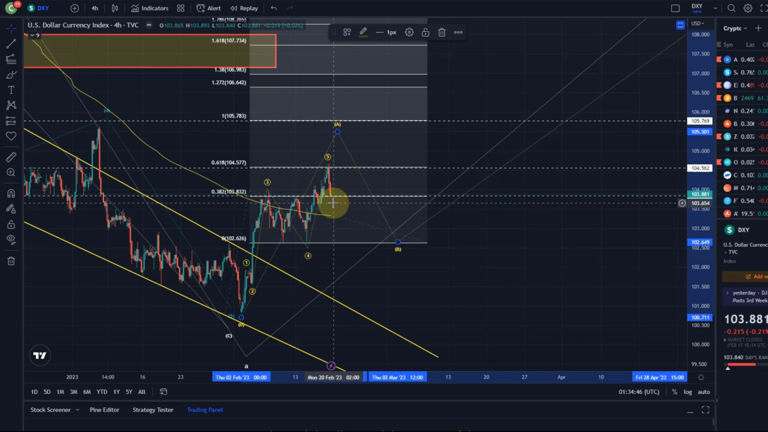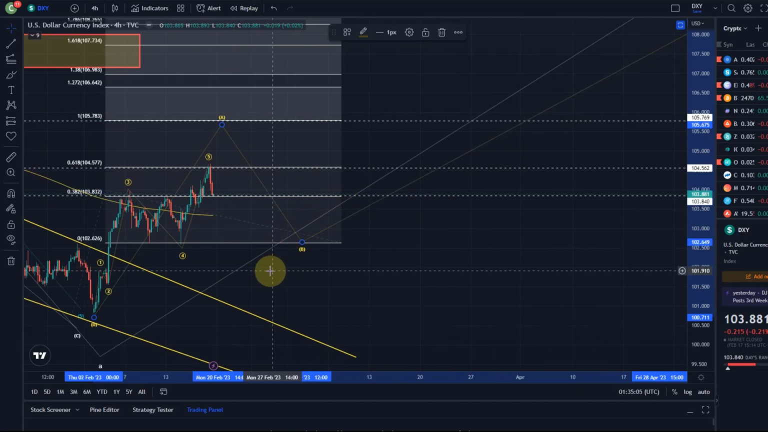$103.50. If we now turn around and go higher, then again, this will be the region where we have another chance to turn around in a B wave. But for now, we could be looking at lower because the move down was quite impulsive. We reacted to a perfect level, and so far this move up was spot on in terms of Fibonacci levels.